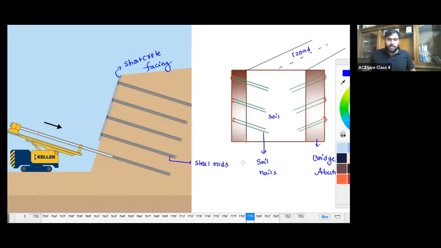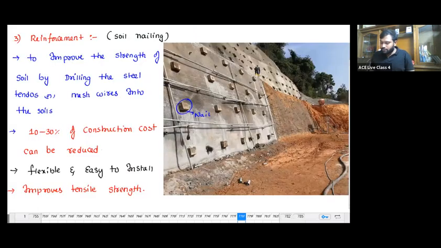What do you mean by soil nail? Whatever steel rods are there, that is nothing but the soil nail. A nail is a steel rod which we induce into the soil mass, known as a soil nail. The steel rods can be called soil nails. So that's all with the reinforcement.